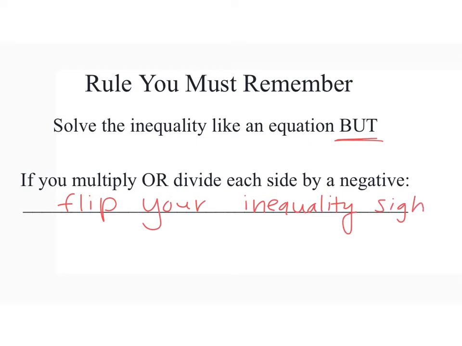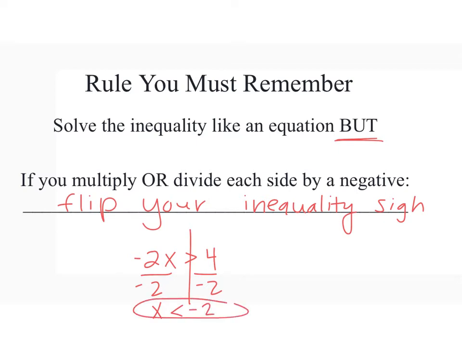So, for instance, if I had negative 2x is greater than 4. To solve this, like an equation, I would have to divide by negative 2 on both sides. And since I divided both sides by negative 2, my answer is x is now less than negative 2. So you would flip your sign. It's facing one way in the first problem, and since you divided by a negative, it will flip the other way.